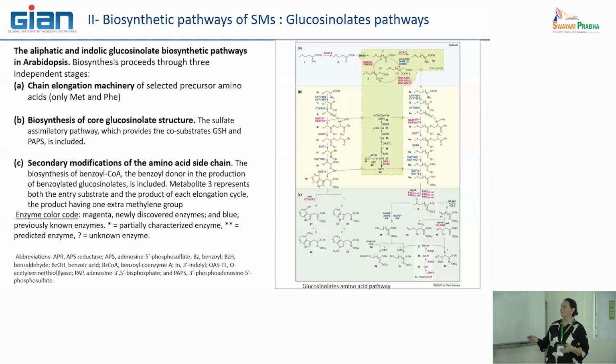So here there is always some accumulation step of the intermediates of the pathway. And the last one is the secondary modification of the amino acid side chain, leading to the different variety of glucosinolates that exist in the cells.